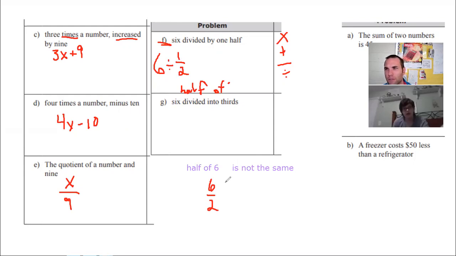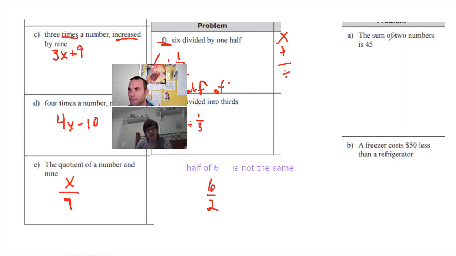But if you see half of 6, don't do this one. Okay, 6 divided into thirds. How many thirds go into 6? Well, it'd be a lot. Remember, when you do this, you would flip the second fraction and then multiply across.